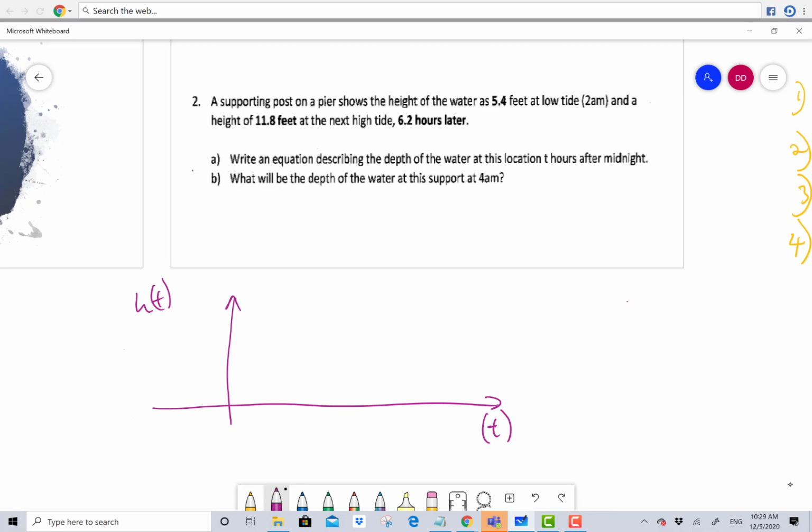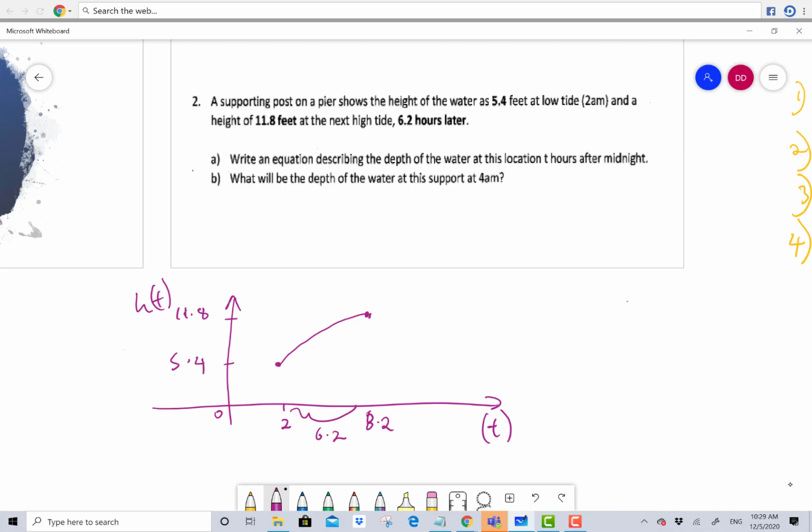At 2 a.m., so if I start at my origin right there at 2 a.m., we recognize we're going to be 5.4 feet. So I can put that point in. They said at 6.2 hours later, so I recognize the distance from here to here, 6.2, and we're going to be at 11.8 feet. So going up 6.2 hours later, that's going to bring me to about 8.2 hours after midnight. And that's going to be there.